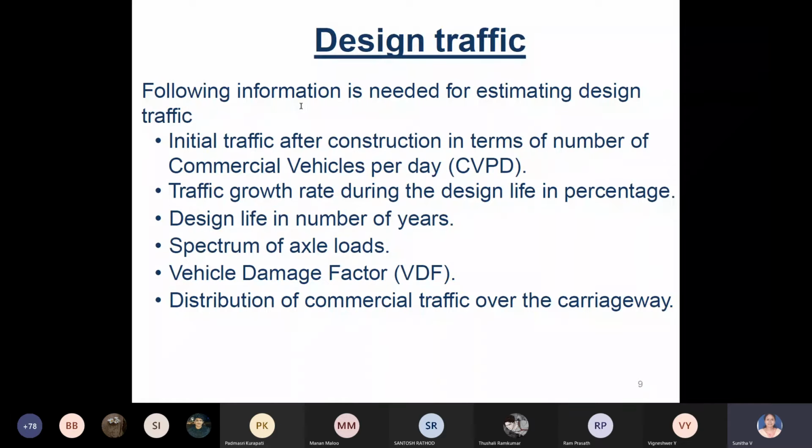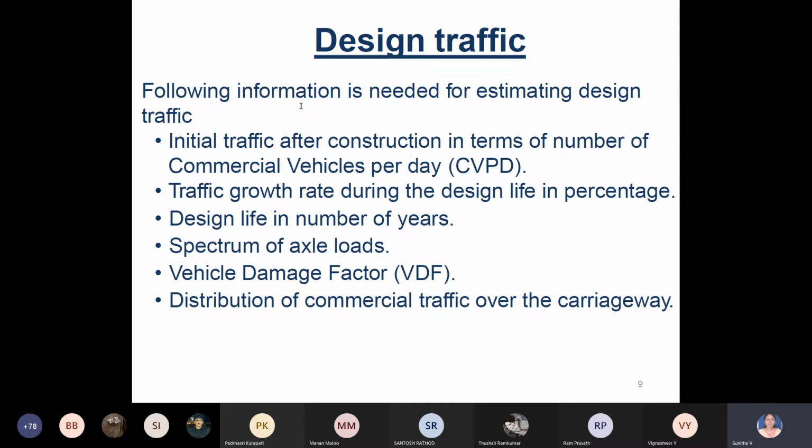So what is the initial traffic after construction? Road construction is not done in a month or a year. It will sometimes take 2 to 3 years, and nowadays even more than that. So after constructing the road, including the construction period, what's the traffic?